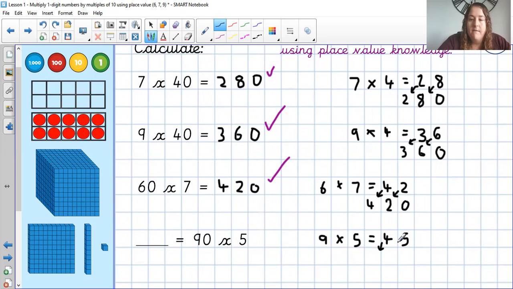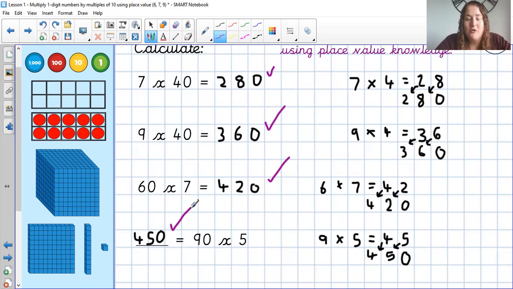So again, I'm going to move everything over to the left. So the 4 in the tens goes to 4 in the hundreds. The 5 in the ones goes to the 5 in the tens, and I add my space saver 0. So the answer is 450. And if you also got that one right, please give yourself another tick.